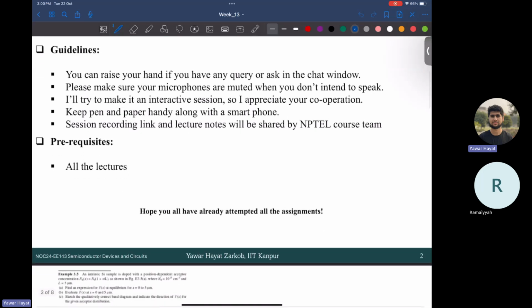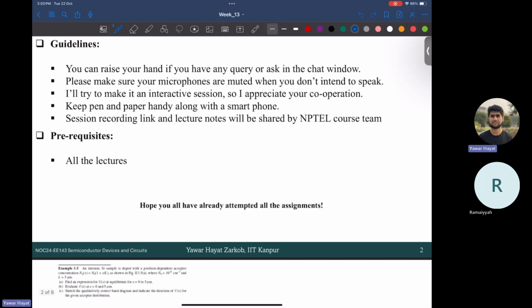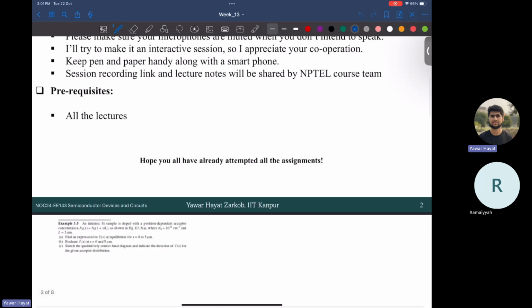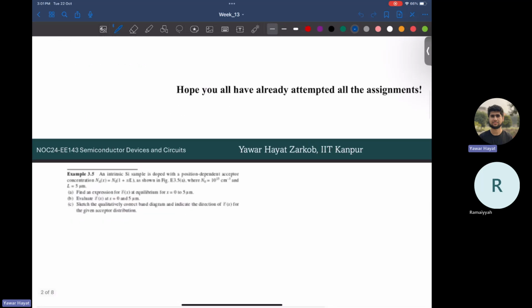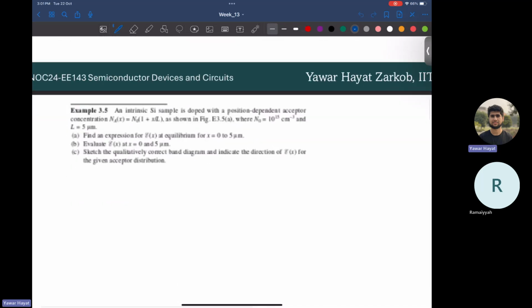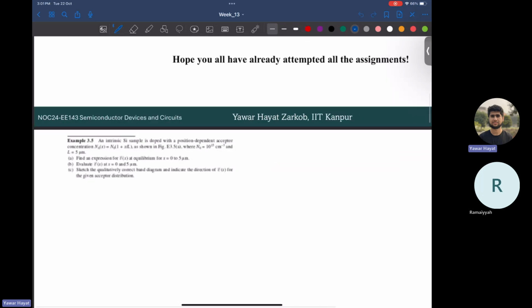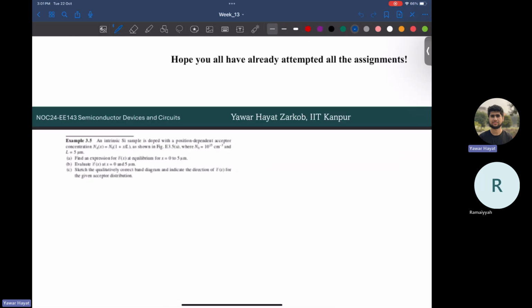Prerequisites include all the lectures that have been taught so far, though we would primarily focus on MOSCAP. I'll be showing some problems from the MOSCAP section. I'm assuming you have already attempted all the assignments before tuning into this session. So this is the first problem that we'll take up today. I hope this is visible. Let me still read it out.